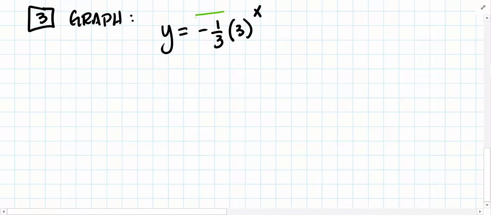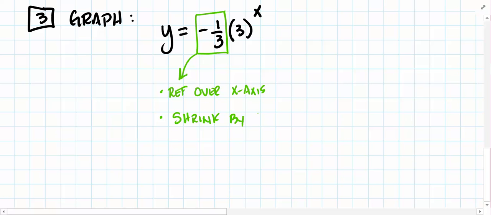Name one thing that this negative 1/3 does. Yes, I saw Rachel's hand first. This is a reflection over the x-axis. Awesome. And then I think I saw Mia's hand too. What else does it do, Mia? It's a shrink. By how much? By 1/3. Very good. By 1/3. That right there is a conceptual understanding of what it means to transform our exponential functions.